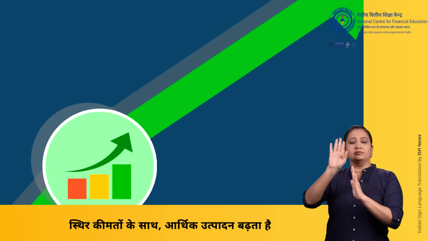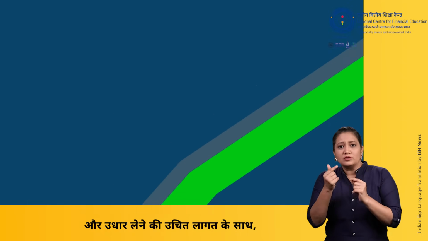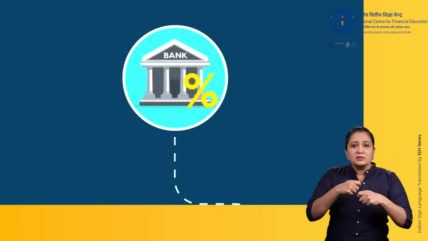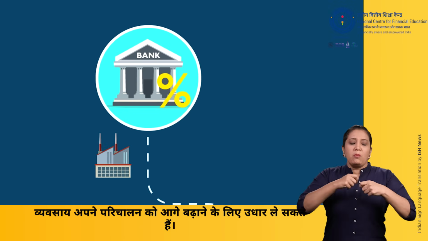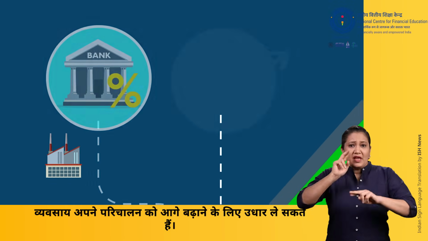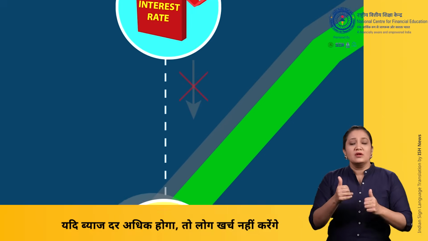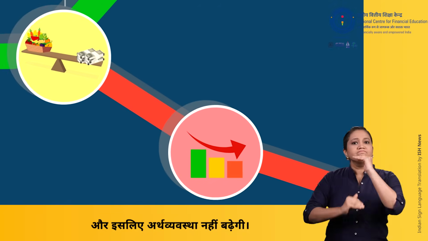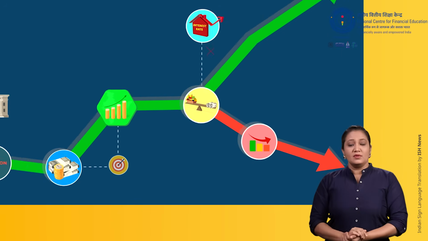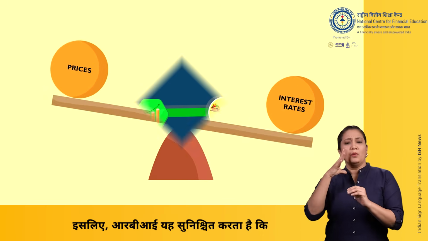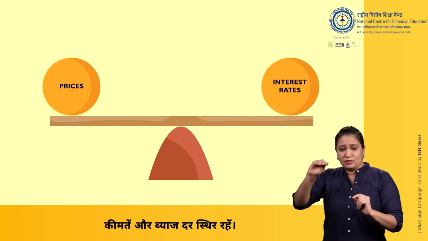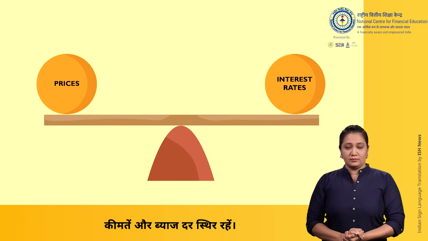With stable prices, the economic output increases, and with reasonable cost of borrowing, businesses can borrow to further their operations. If interest rates are high, people may not spend, and hence, the economy will not grow. Hence, RBI ensures that prices and interest rates remain steady.